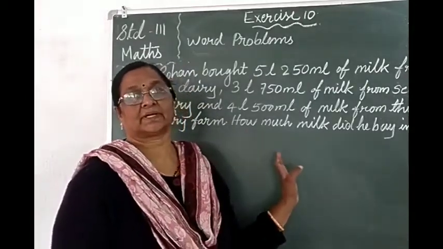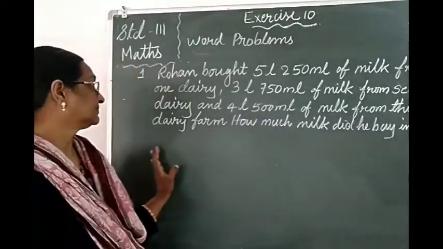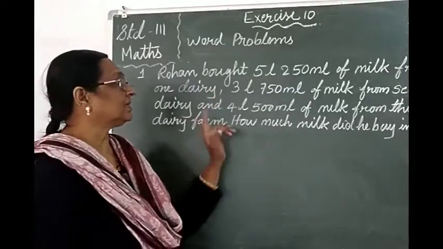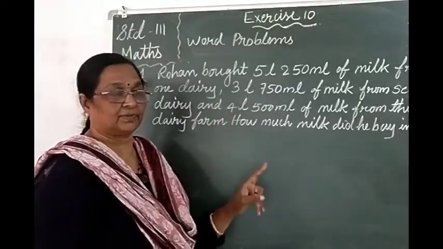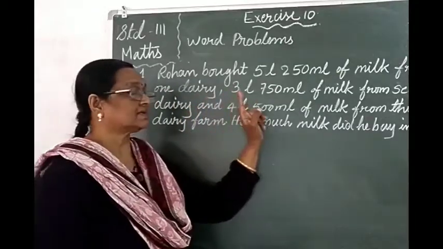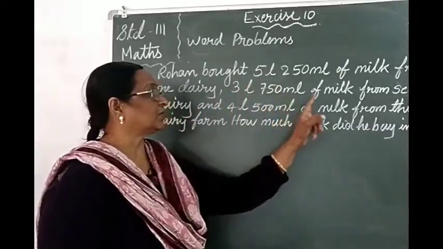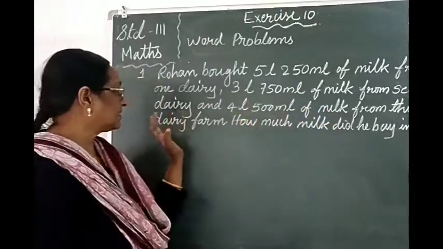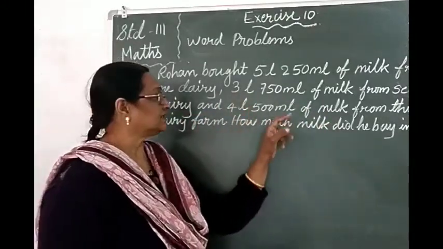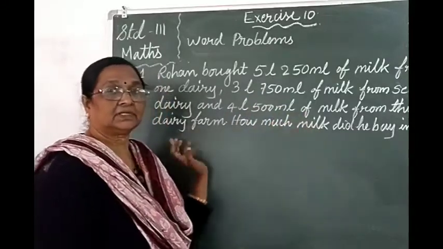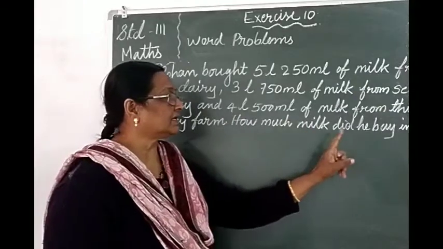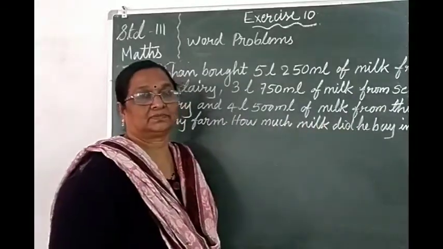First question is on the blackboard. Just read. Rohan bought 5 liters 50 milliliters of milk from one dairy, 3 liters 750 milliliters of milk from second dairy and 4 liters 500 milliliters of milk from third dairy. How much milk did he buy in all?